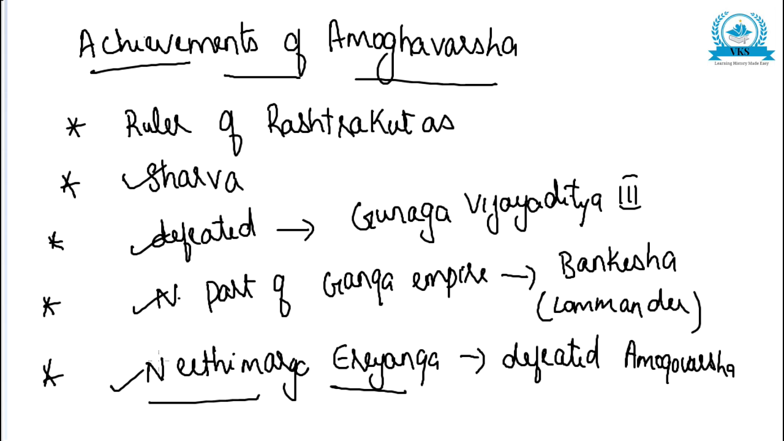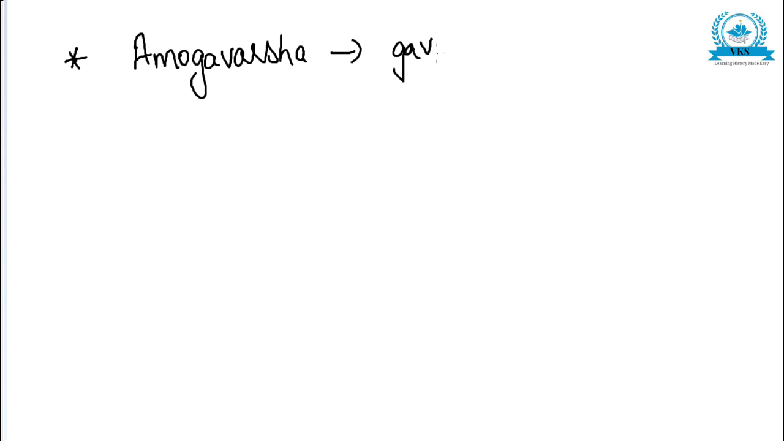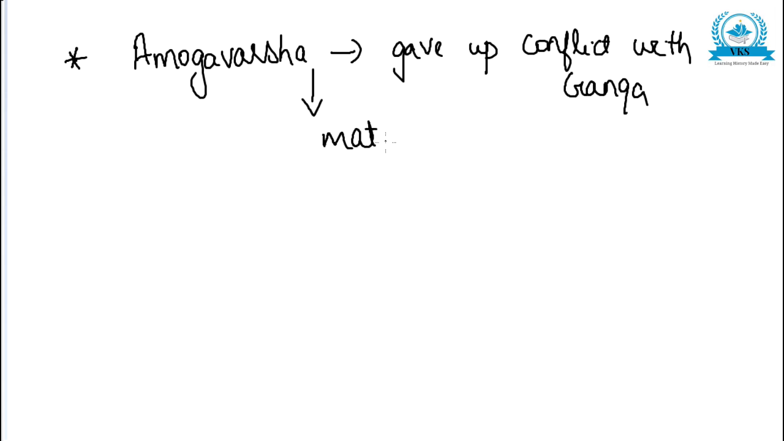Later, Nitimarga Ereyanga defeated Amoghavarsha in the battle of Rajaramudi. After this, a great change happened. Amoghavarsha gave up conflicts with the Gangas because he was defeated, and he changed his policy into matrimonial alliances. So that was an achievement of Amoghavarsha. He gave up conflict with the Ganga and other kings and developed matrimonial alliances.